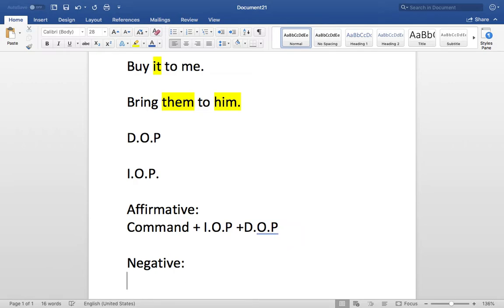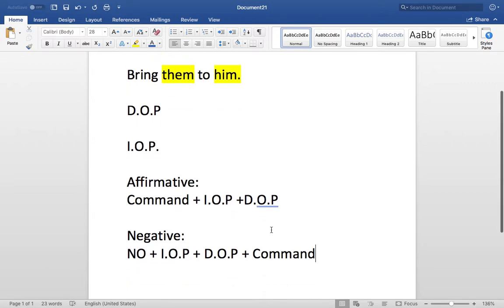The negative, this is the formula. You have to start with no. And then that will be indirect object pronoun, if there is any, plus direct object pronoun plus the command, okay? All right, you see how negative is the opposite of this one. You start with this one, then with this one, and then this is the last one, but you must have no, okay?